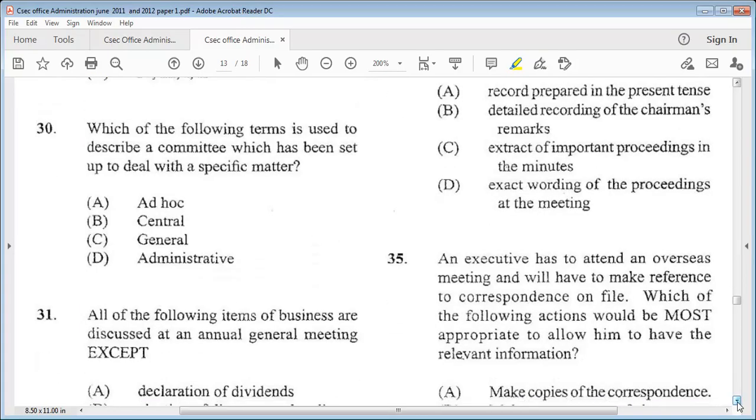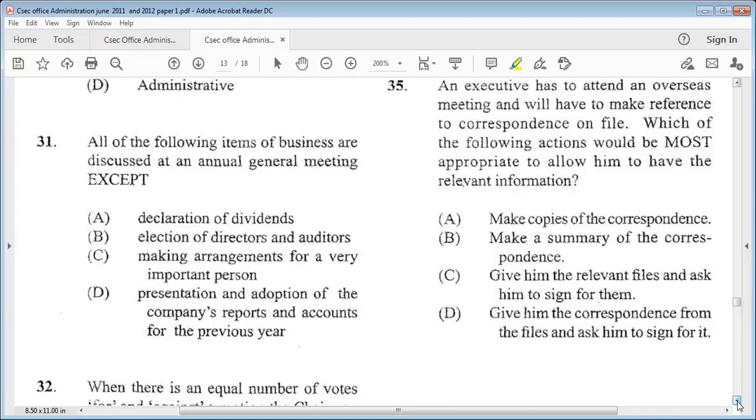Which of the following terms is used to describe a committee which has been set up to deal with a specific matter? A, ad hoc, B, central, C, general, or D, administrative? Our answer is A, ad hoc. Let's go on to 31.